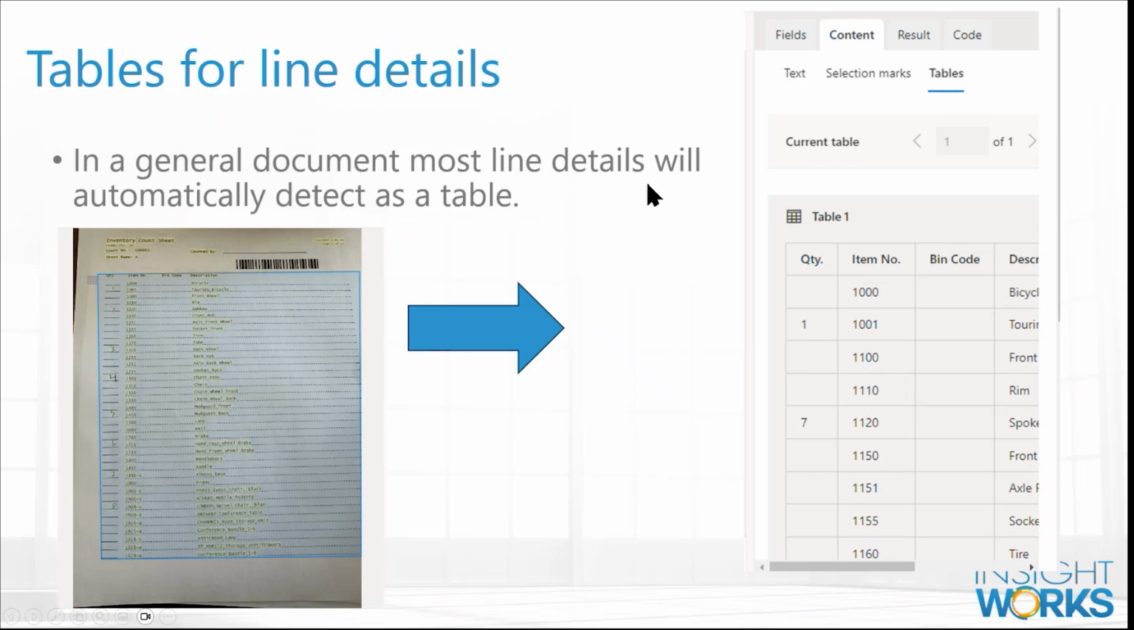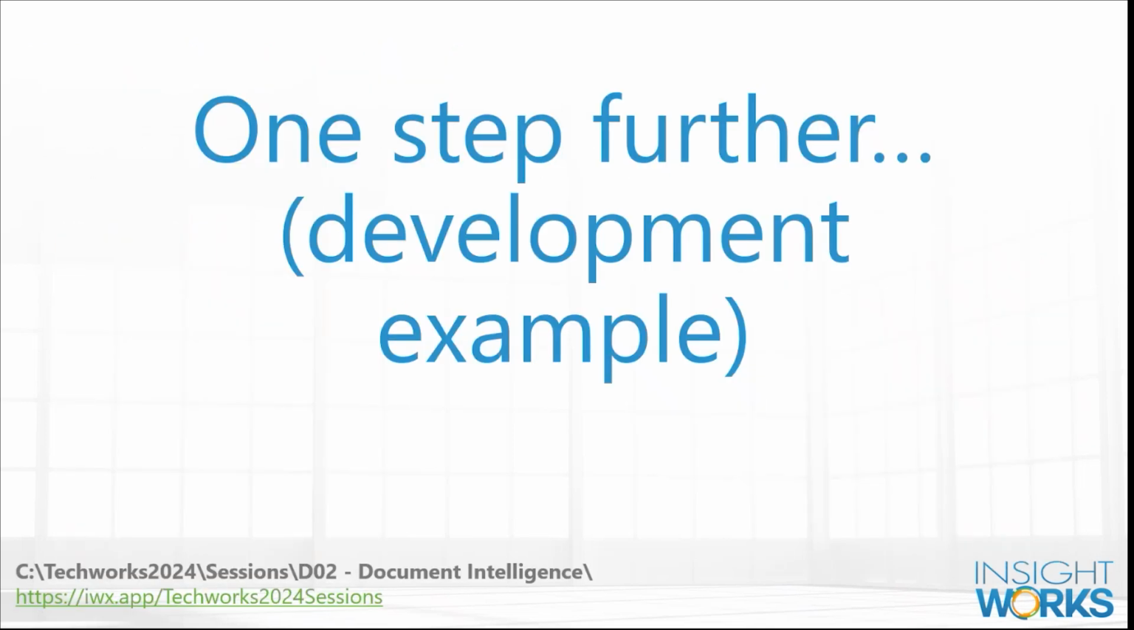All right. Now, in our example today, in the code example that you're going to have, it is only the table that we're going to be looking at. It gives you boilerplate code for that, but our code is only going to be looking at the actual table portion of that. If you haven't already, now would be a good time to pop open your Visual Studio Code and navigate over to the sessions and the Document Intelligence session. All of this code is also available at the iwx.app TechWorks 2024 sessions.